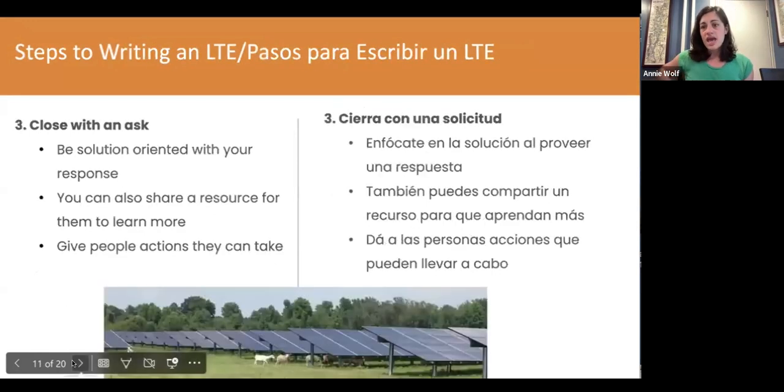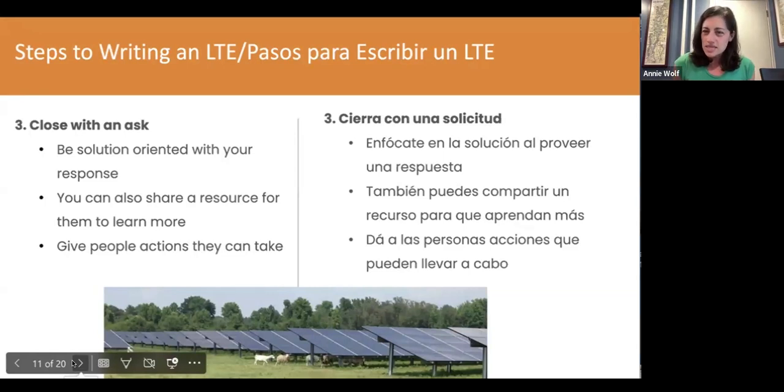And then you want to close with an ask. You don't have very many words to get through all of those different asks, but you want to make sure that your letter ends with an action step, whether that's support this policy, take this action, but be solution oriented. Letters to the editor are not just about complaining. In fact, they're really not about complaining. They're about really supporting a position and asking people to take a stand and move forward with something that you're interested in. You can also share a resource for them to learn more.